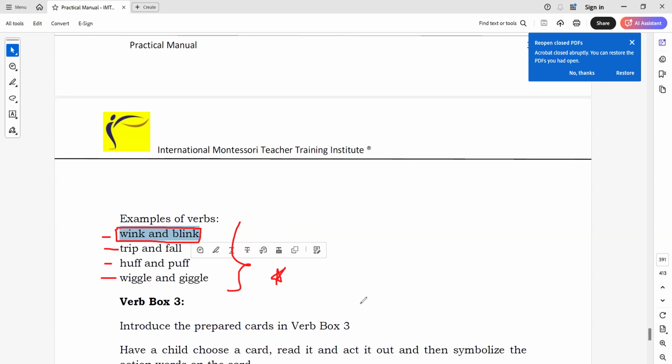Initially you can cut it and show it to the child. But later, they can all be in one label, because now the child understands there are two actions involved and I don't need an object for it. See, we are trying wink and blink. Do I need an object? I don't have to explicitly say wink and blink your eyes. So wiggle and giggle, I don't need any object.